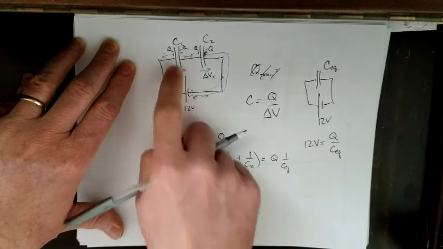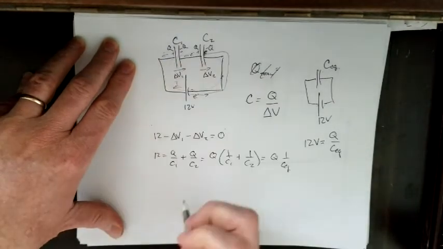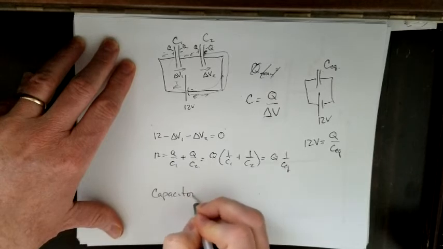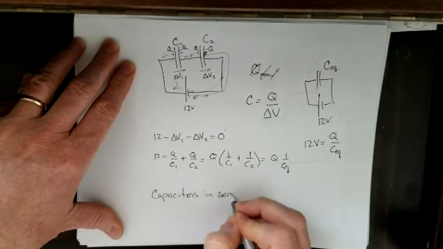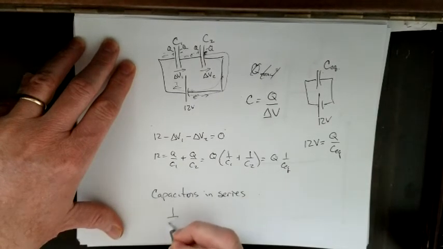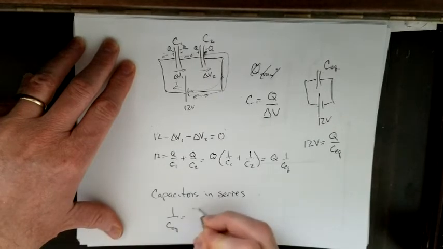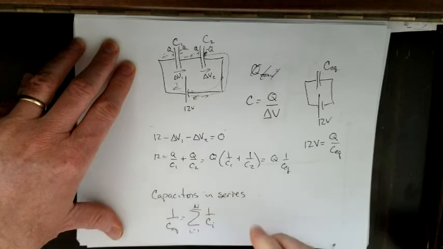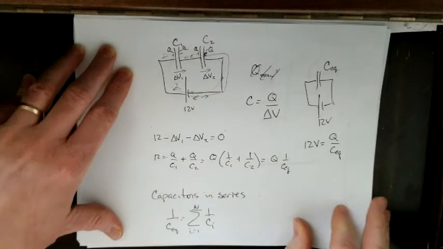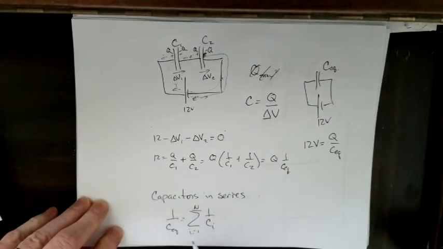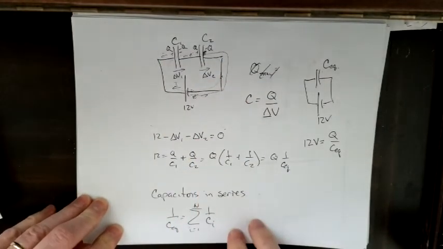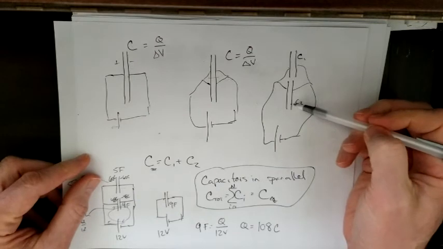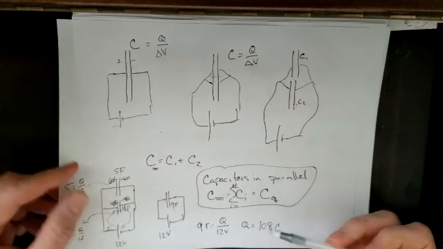In other words, for capacitors in series, and that's worth writing out, one over the equivalent capacitance is equal to the sum of 1 over C sub i, i goes from 1 to n. In other words, 1 over C1 plus 1 over C2 and so forth. Now I did it with just 2 capacitors here. It works with 3. And just as over here, I did it with just 2 capacitors, but it works for however many I have in parallel.